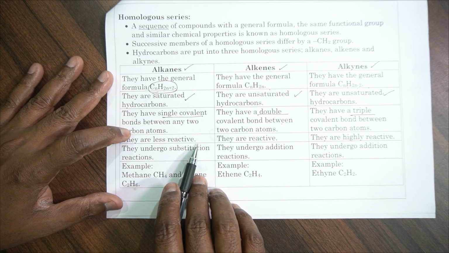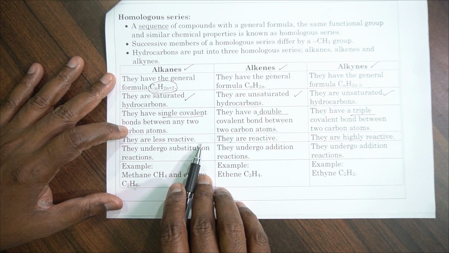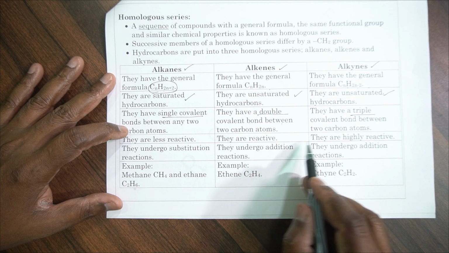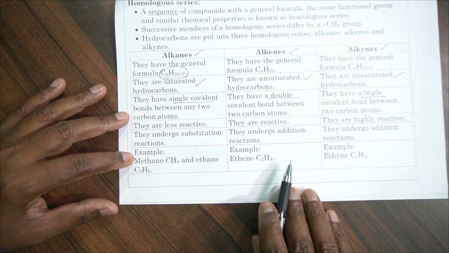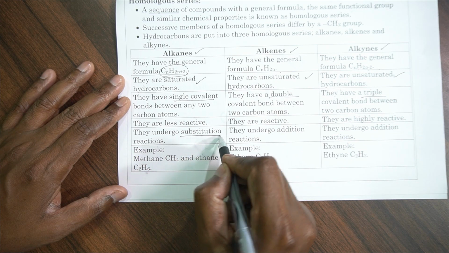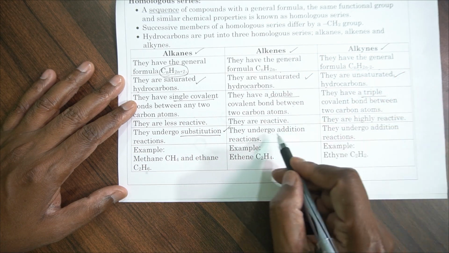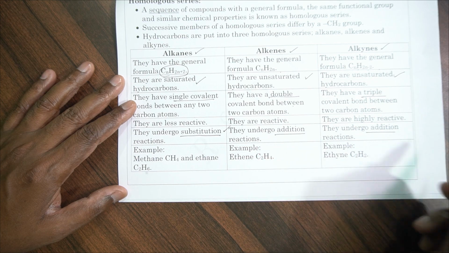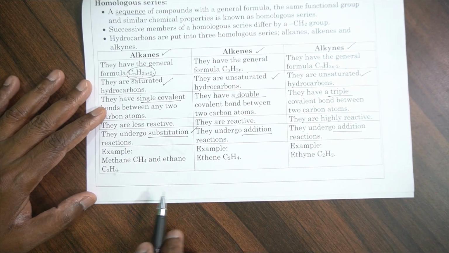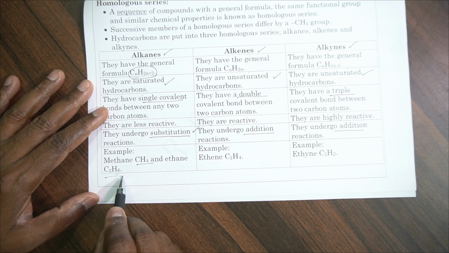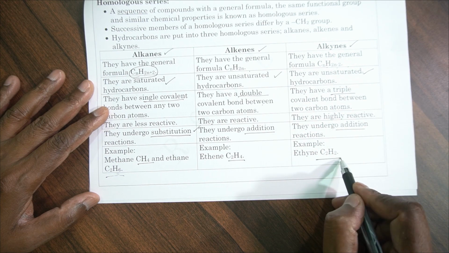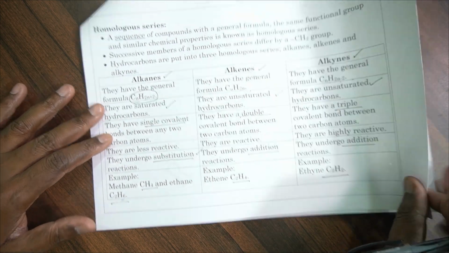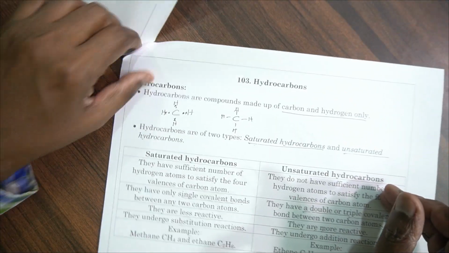Now, as we know, alkanes being saturated are less reactive. Alkenes, unsaturated, are more reactive, and alkynes are the most reactive, highly reactive, because there is a triple covalent bond. Saturated hydrocarbons, alkanes, undergo substitution reactions. Alkenes and alkynes, being unsaturated, undergo addition reactions. Then examples: for the saturated alkanes, we have methane and ethane. For the alkene series, ethene, and for the alkyne series it is ethyne. So these are the examples for the series alkanes, alkenes and alkynes. I hope you understood this.